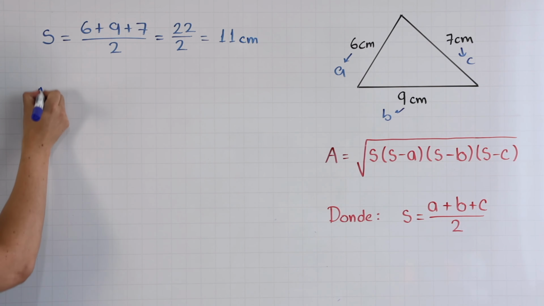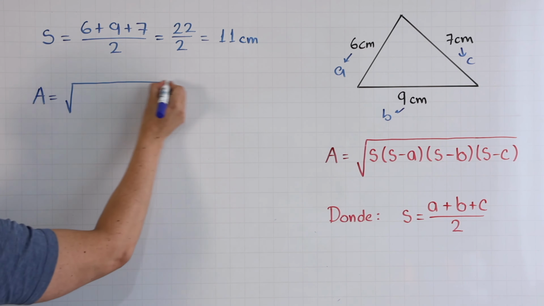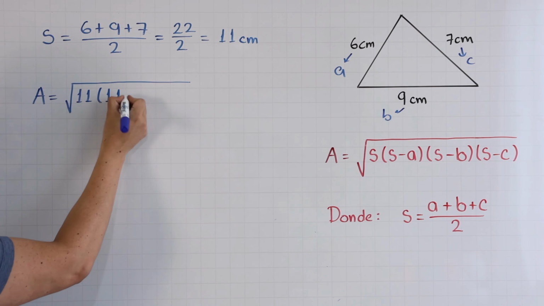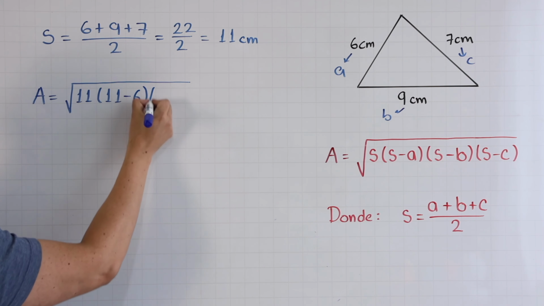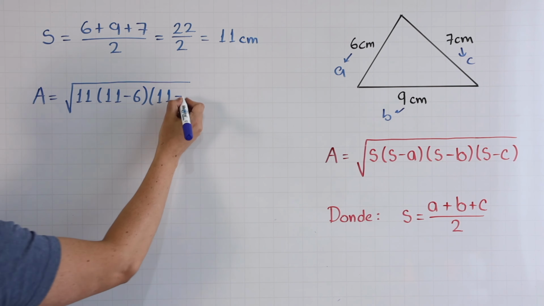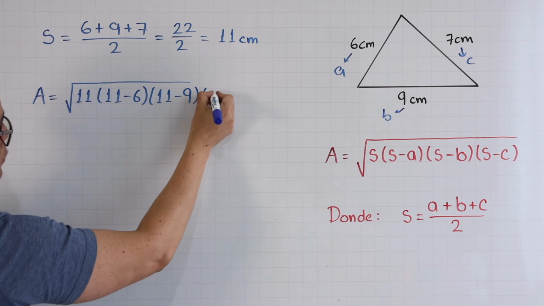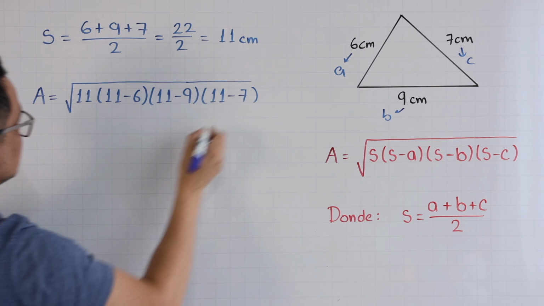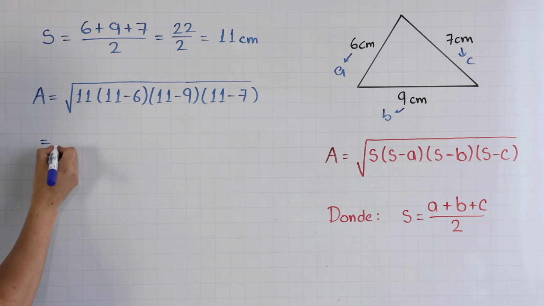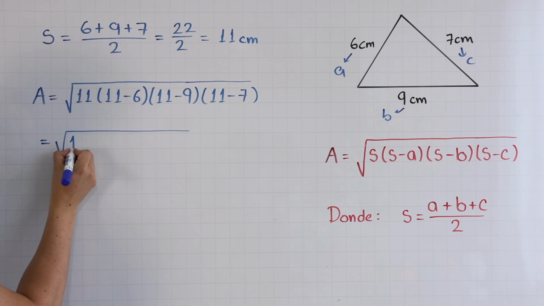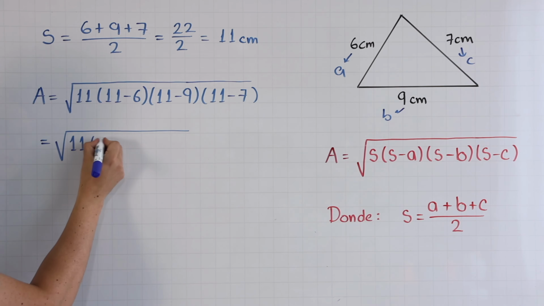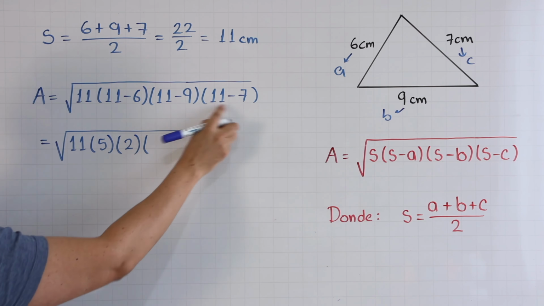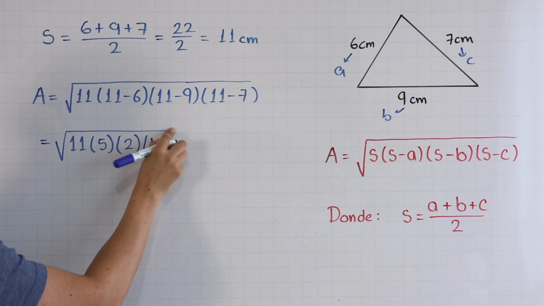Now let's move on to the area. We write that the area is equal to the square root of S, which is 11, times 11 minus A, that is 11 minus 6, times 11 minus B, that is 11 minus 9, and times 11 minus C, that is 11 minus 7. All right, let's do these subtractions before we continue. So I have the square root of 11 times 11 minus 6, which is 5, times 11 minus 9, which is 2, and times 11 minus 7, which is 4. Done.